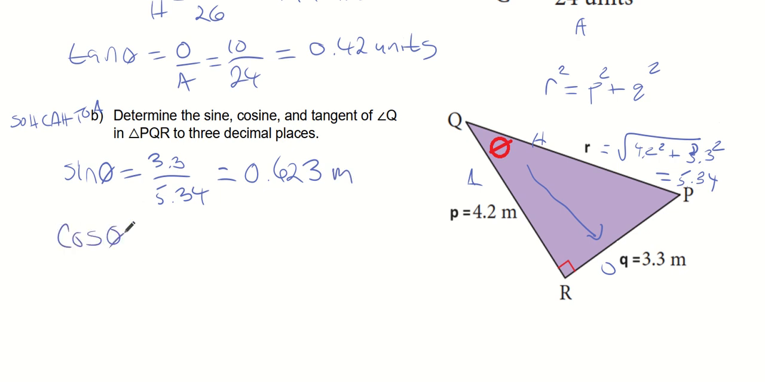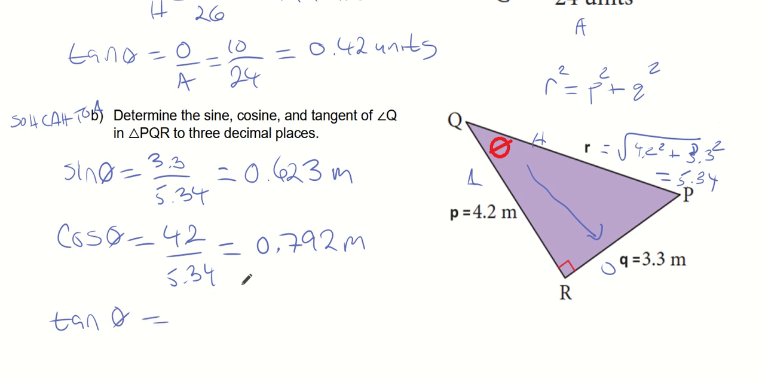Now we have cos, the angle. Same thing. It will be the adjacent over hypotenuse. So it'll be 4.2. Hypotenuse is 5.34. And we should get 0.792 meters. And lastly, tan or tangent will be opposite over adjacent. Opposite is 3.3 over 4.2. And then we'll get 0.786 meters. Okay, so that example is done.